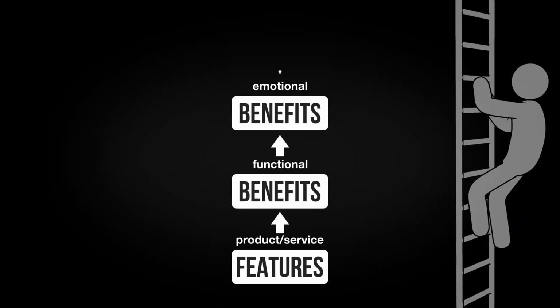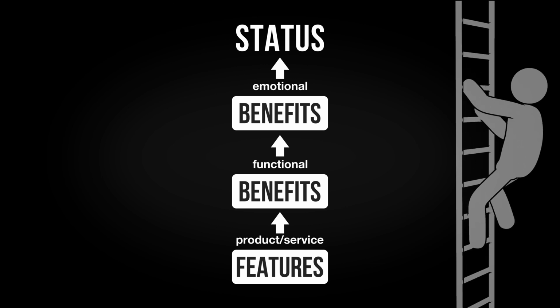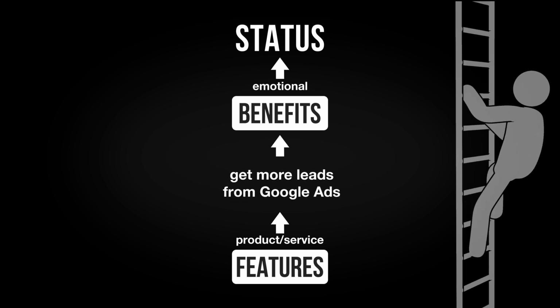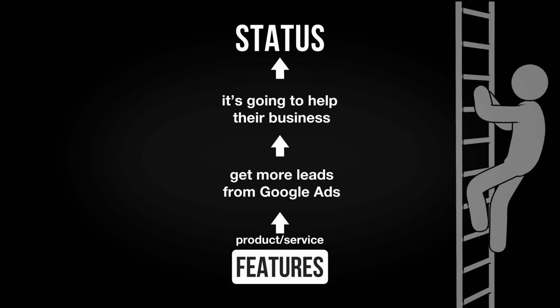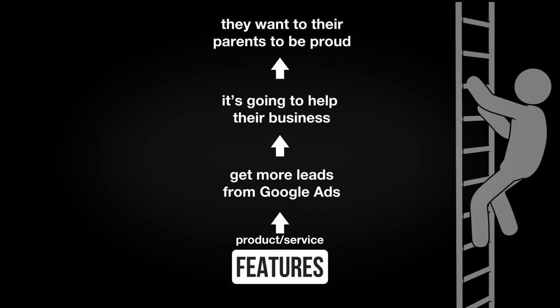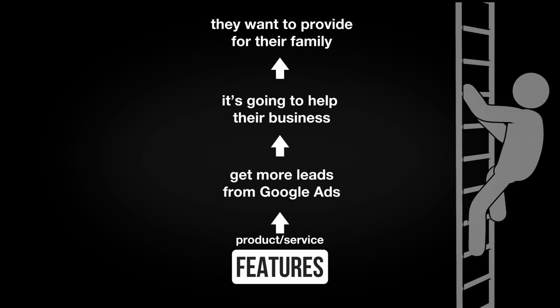Now, you can ladder this all the way up to the top. So it's like, why do you want this benefit? Because of this. Why do you want this benefit? Well, because of this. Once you do that high enough up, you basically get to status. That's the top of most benefit ladders. So if we go back to our example I just talked about, why does someone want to get more leads from their Google ads? Right, it's going to help their business. Why do they care about that? Why do they want their business to succeed? Well, they want to be seen as successful by other people, status. They want their parents to be proud, status. They want to provide for their family, status. That's the top of the benefit ladder.